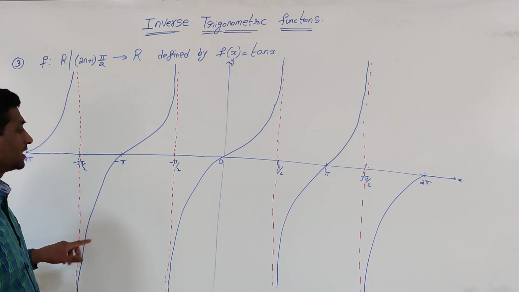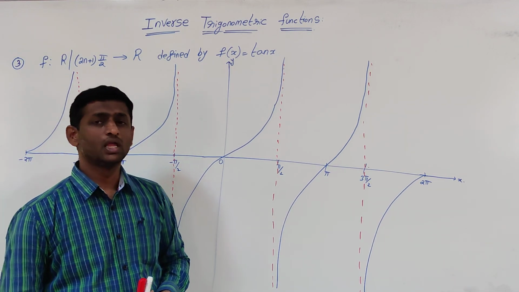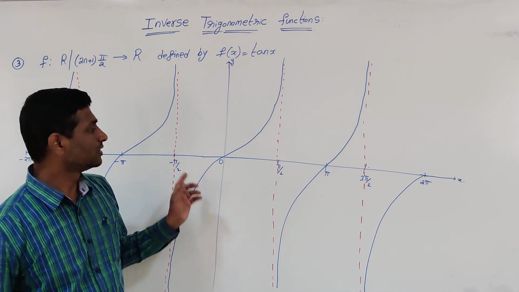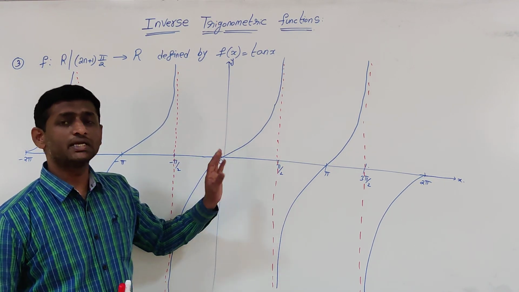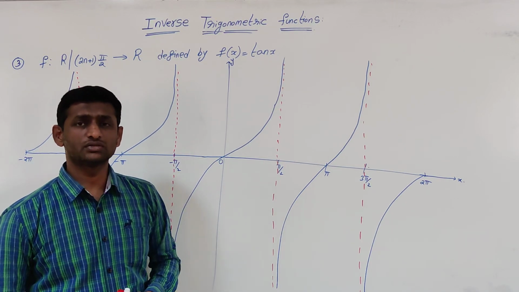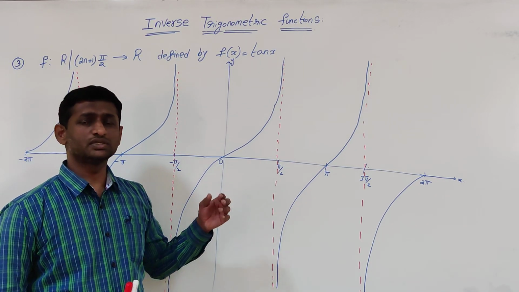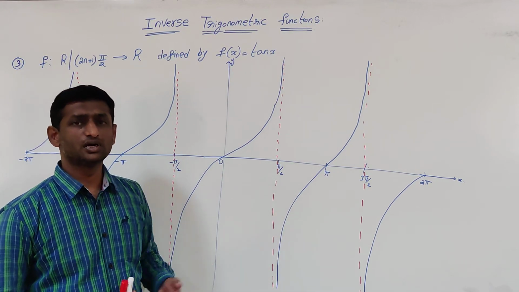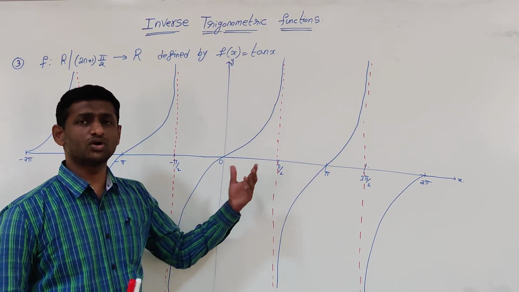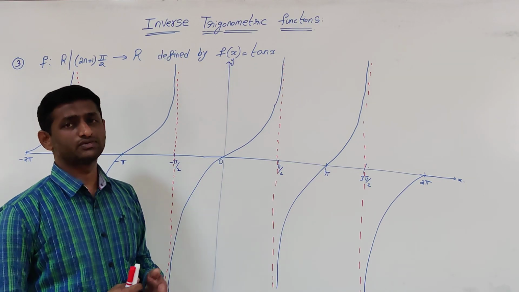So the dotted lines indicate the values are not defined. And this is the graph of the tan theta or tan x function. This tan x function is not a bijection. If it is not a bijection, it may not be one-one, or it doesn't satisfy one of the two conditions: either it will be one-one or onto. But it is not a one-one function.